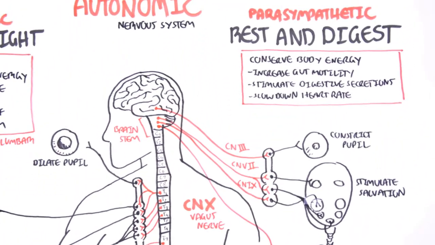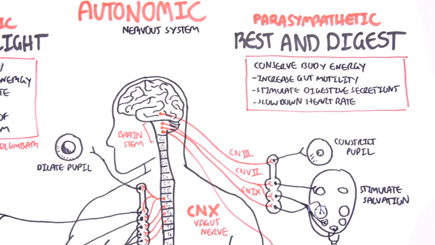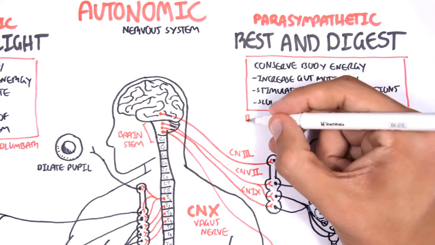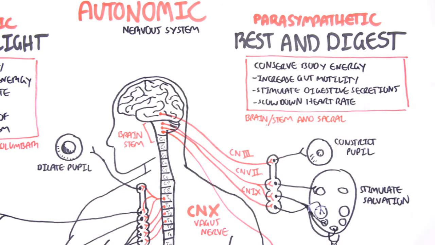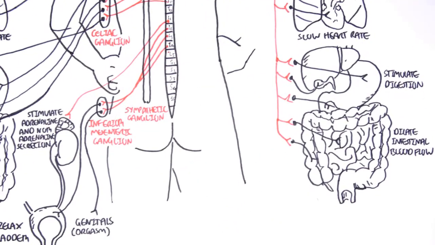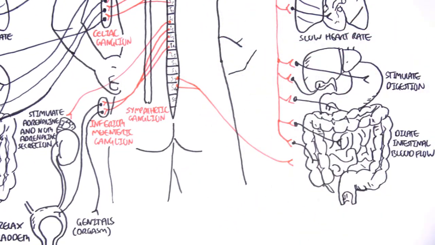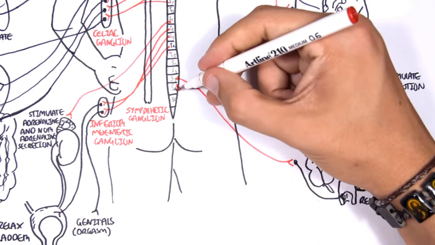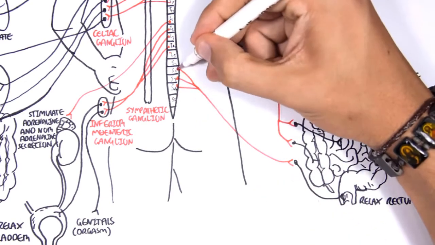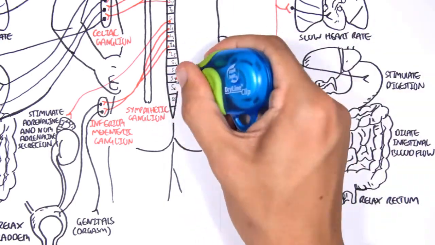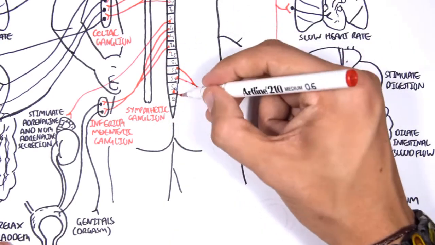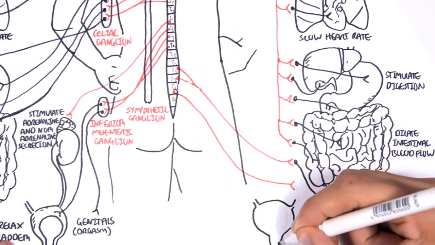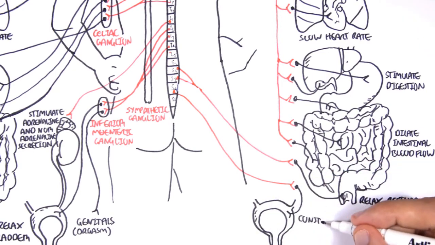So we should have said this: the parasympathetic neurons arise from either the brainstem or the sacral region of the spinal cord. The nerves arising from the sacral region will target the rectum, causing it to relax. And there are also nerves that will target the bladder, causing it to constrict, initiating micturition, peeing.